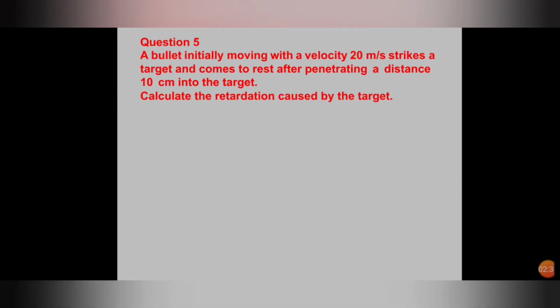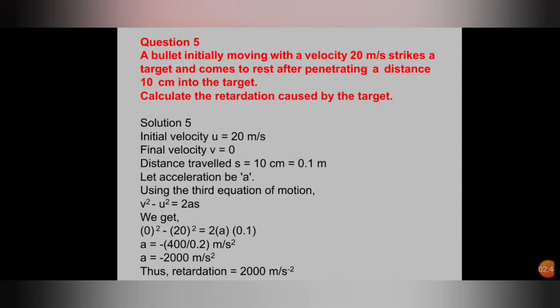We come to question number 5. It's talking about a bullet initially moving with a velocity of 20 meter per second. So u is 20 meter per second, and it's coming to rest, so v is 0. The distance travelled s is 10 centimeters. We convert, that becomes 0.1 meters. Now we'll substitute in the formula v square minus u square equals 2as because time is not given. So we get 0 square minus 20 square equal to 2 into a into 0.1.